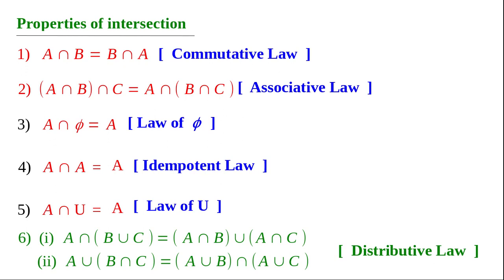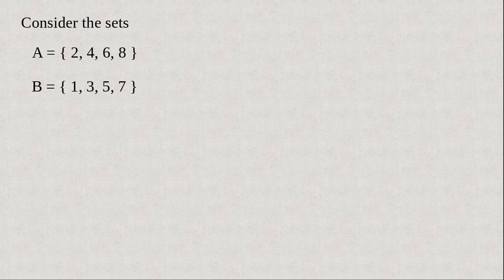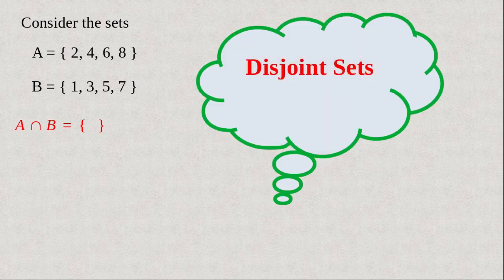Okay, now the 6 properties of intersection are over. Now we are going to say one more thing relating to intersection. See, A and B are two sets. What is the intersection of A and B? Is there any element common to both A and B? No, there is no element common to both A and B. It means that A intersection B is empty set or phi. When the intersection of two sets is empty, it means that they are not joined. Therefore, these two sets are called disjoint sets.